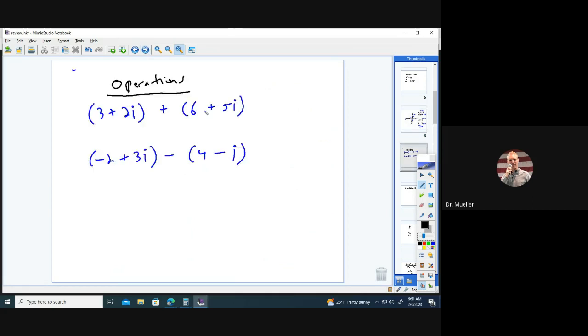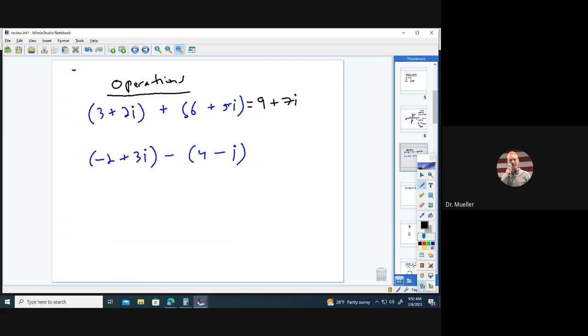Operations with complex numbers are just like operations with anything with an x. You just basically collect like terms and simplify. So 3 plus 6 is 9. And then 2i plus 5i is 7i. So we just collect like terms.